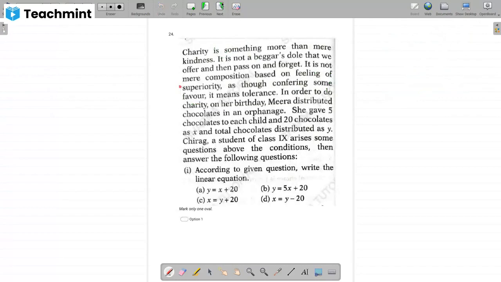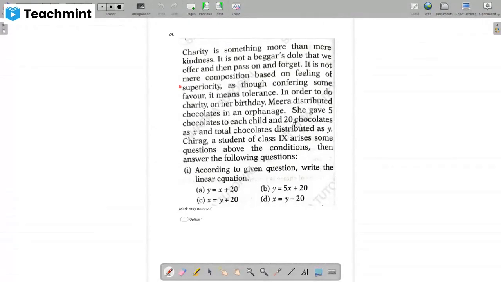Next, we are given a case study based question. Let us see this question. Charity is something more than mere kindness. It is not a beggar's dole that we offer and then pass on and forget. It is not mere compassion based on a feeling of superiority, as though conferring some favor. It means tolerance. In order to do charity on her birthday, Mira distributed chocolates in an orphanage.